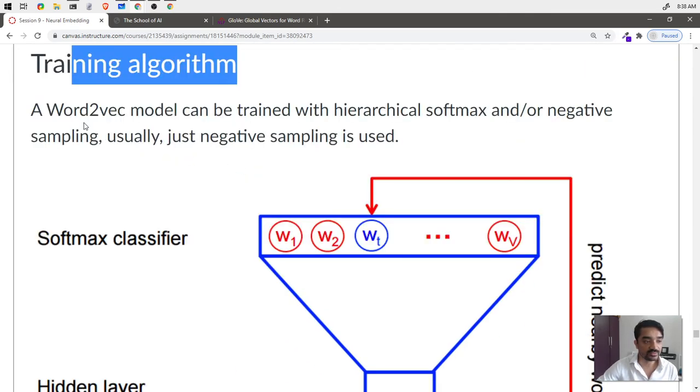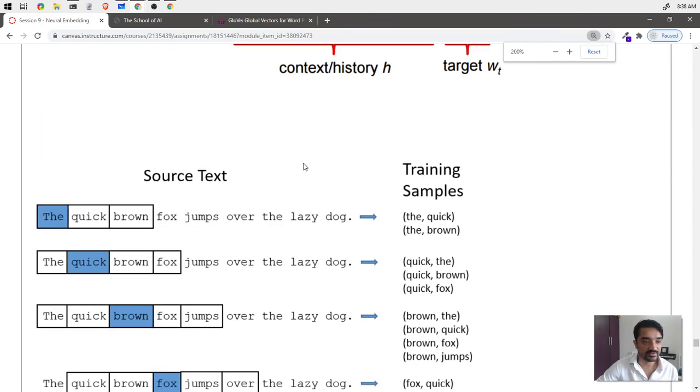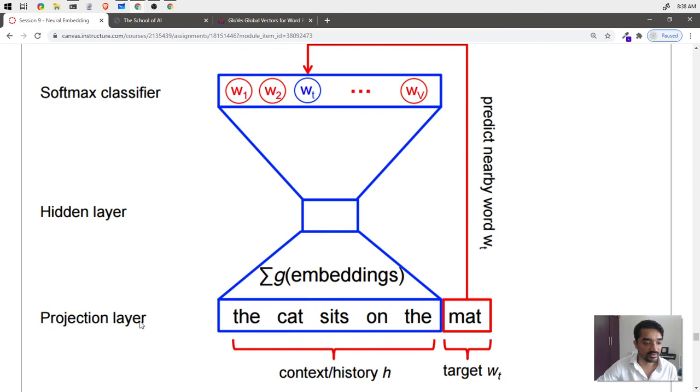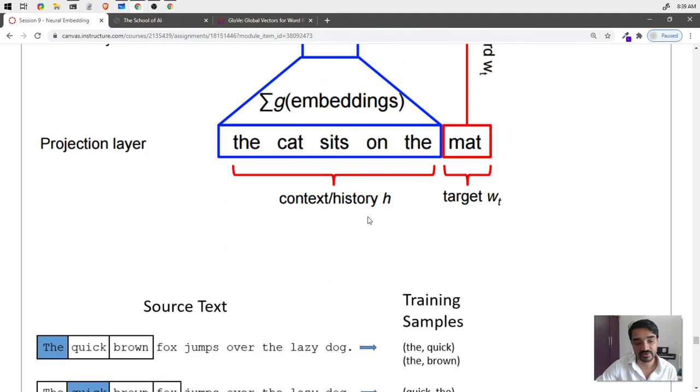Now, training algorithm: the word2vec model can be trained by a hierarchical softmax or a negative sampling. We are only going to look at the softmax part where we have the prediction layer. So history comes in and we want to predict mat, right? This is another way. We are not predicting context, we are directly predicting the next word. So "the cat sits on the" comes in and it has this encoded vector, and this encoded vector is supposed to predict mat, right? So this is how we actually train our word2vec.